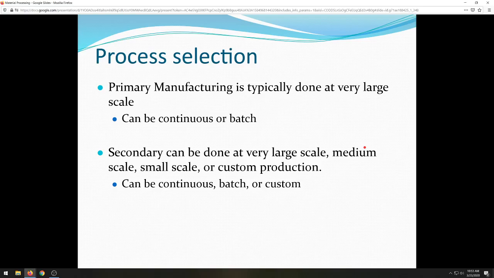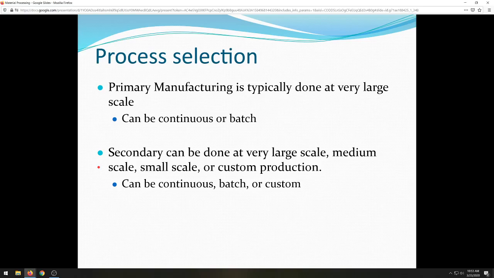So secondary manufacturing can be done in continuous, batch, or custom. So it can be done at very large scale. Think about the production of iPhones and things like that. You're talking tens of millions of products there. So that's very, very large scale manufacturing. Medium scale, meaning up to 1 million parts or so, usually less.